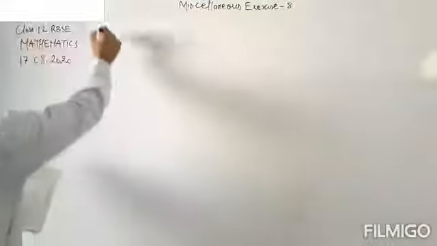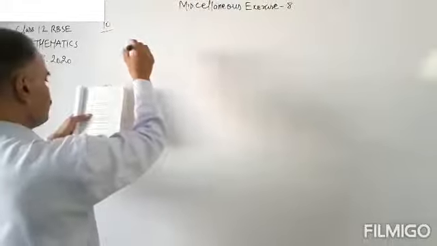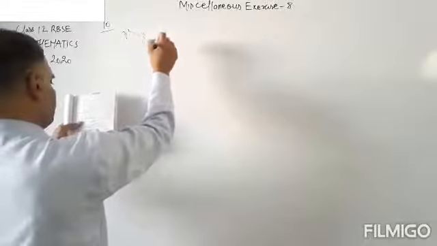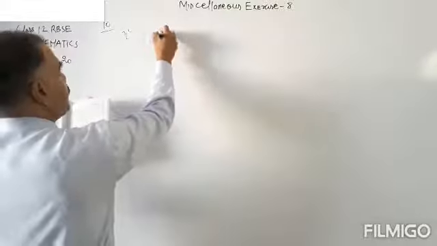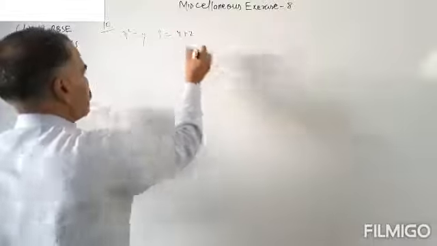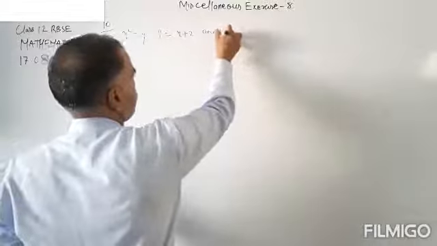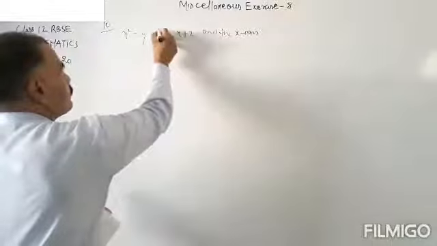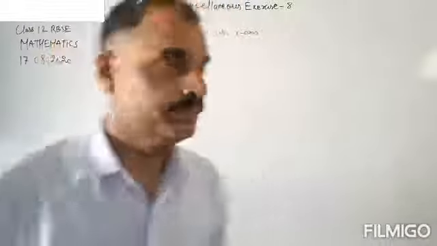Question number 10 is: find the area of the region enclosed by the parabola x square equals y, bounded by x square equals y and the line y equals x plus 2, and the x-axis. Okay, so now we have to find the area.